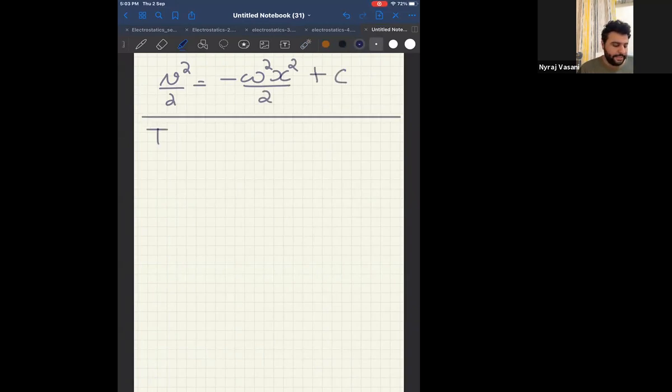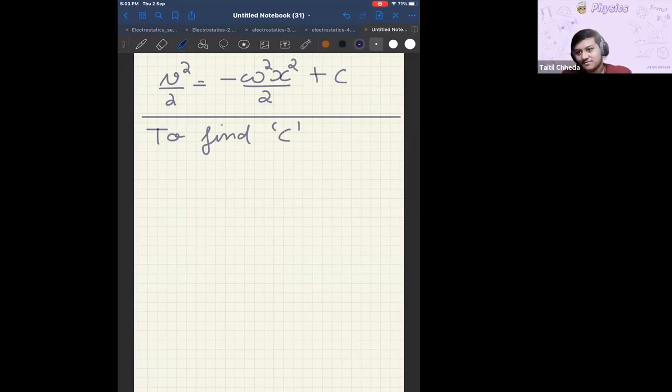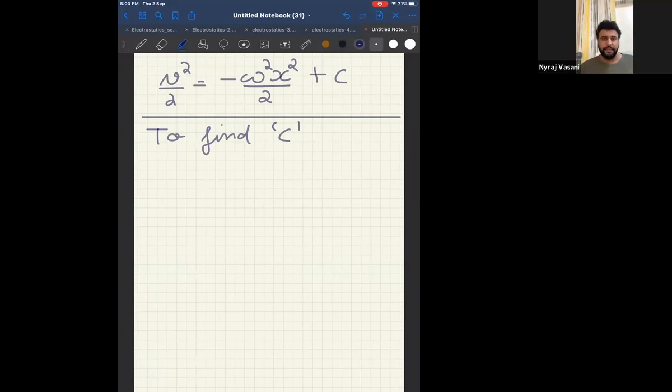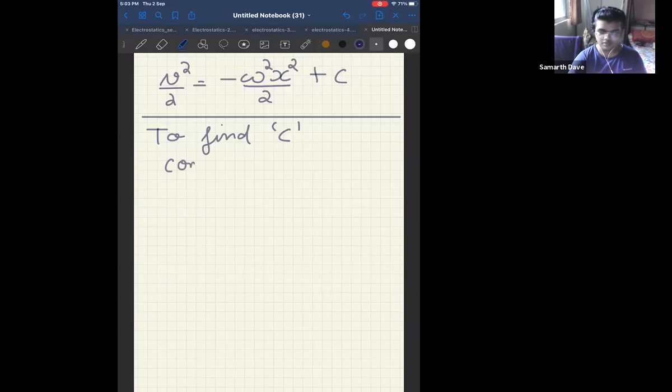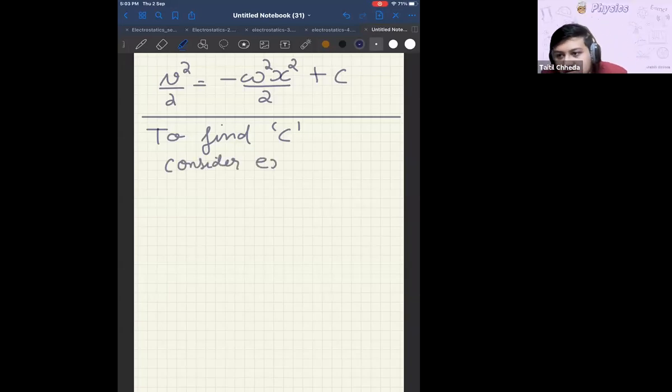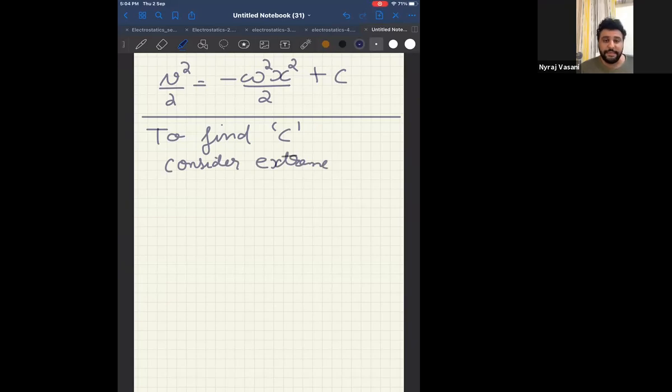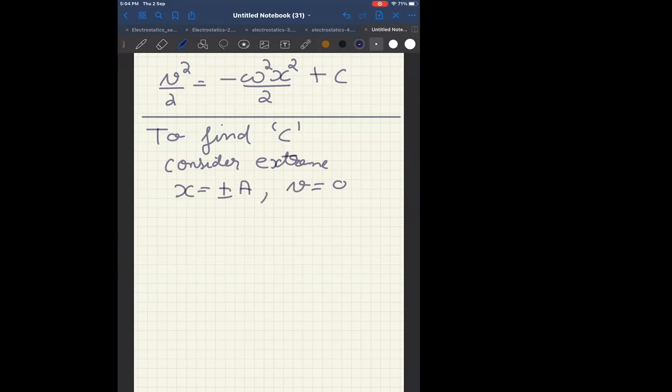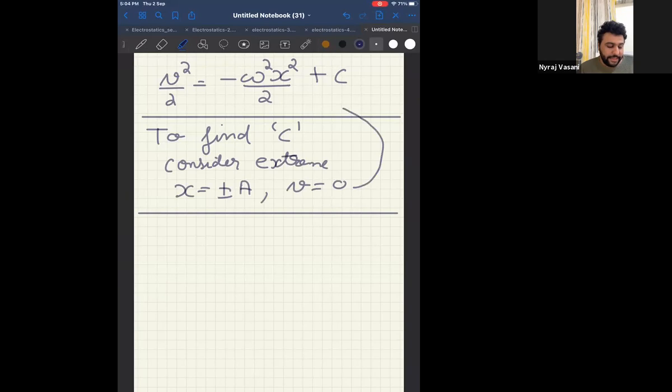Correct? Now to find c, can I consider mean position or can I consider extreme position? Last class I told you which position is better for us. Extreme position is better for us. Tell me why. Sir, that velocity is 0. I will consider extreme position because at extreme position, I know the value of x and I know the value for v also, which in mean position I don't know. Now, put these values in this equation and tell me what is the value for c.